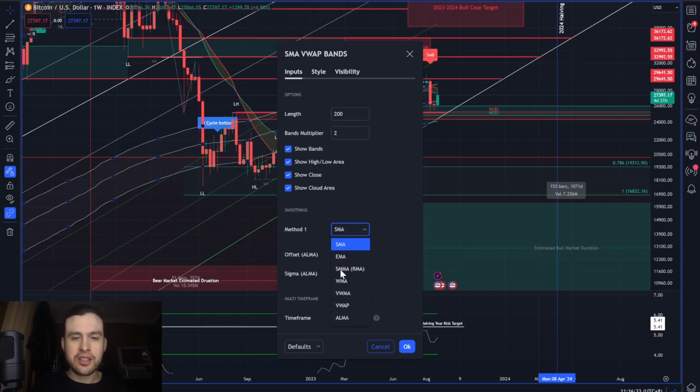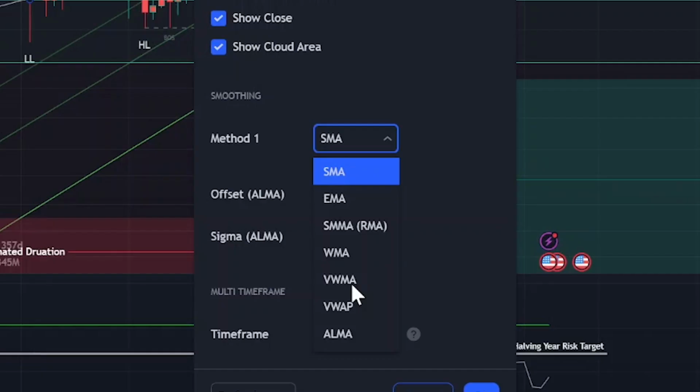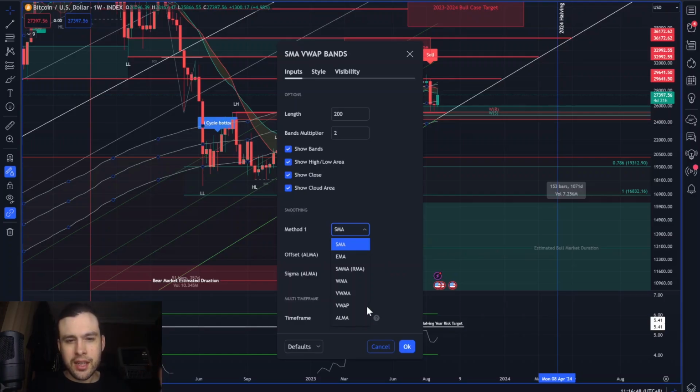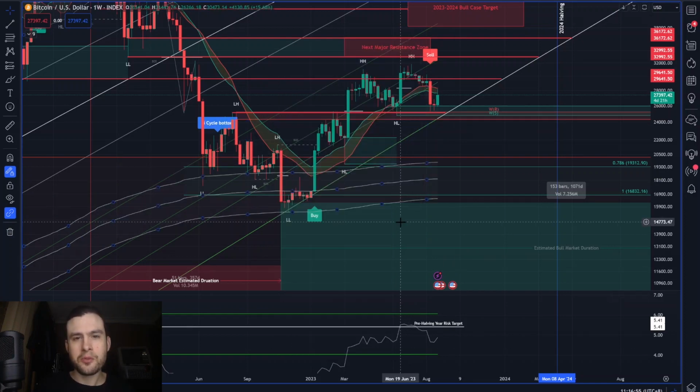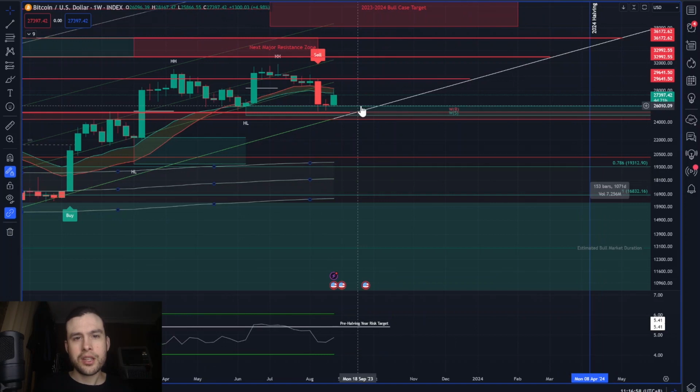I guess, as I said, it's got rate of change. You got these other ones as well, like the volume weighted moving average and the weighted moving average and the VWAP, and the ALMA as well. There's just different moving averages essentially, but I guess my favorite is just the RMA, or smooth moving average, which I also use to trade as well.